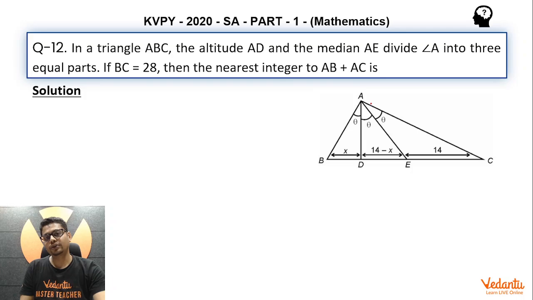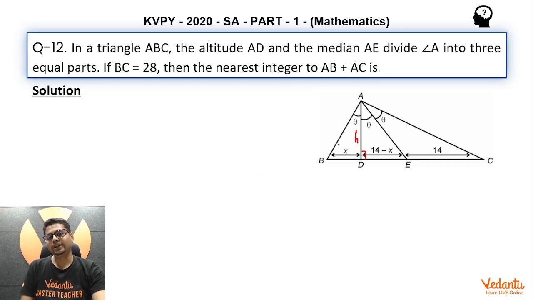So first of all, we draw this diagram, triangle ABC, AD being altitude, let's say this length of altitude is h, and AE being the median. So that means since BC is of length 28, BE and EC both will be of length 14 each. Now let's say BD is x units in length, then DE becomes 14 minus x units in length.